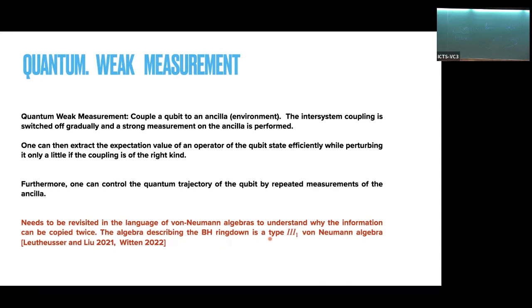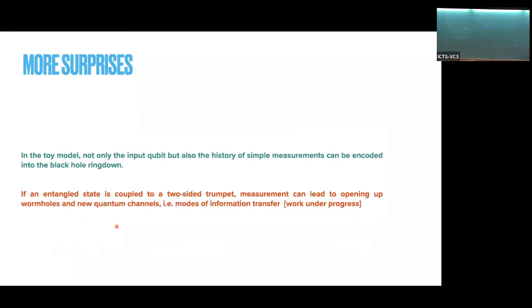and in some algebra that describes the black hole ringdown, which is stated to be a type III_1 von Neumann algebra of single trace operators in a time band. A type III_1 von Neumann algebra is claimed by Leutheusser and Hong Liu, and Witten has also elaborated on it by using the crossed product description of von Neumann algebras. So this is something that needs to be understood in this language.